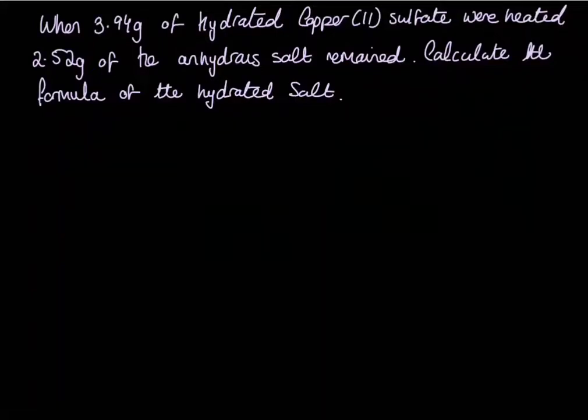Okay, we're going to continue with our stoichiometry for the first chapter in stoichiometry. So for this one, we have 3.94 grams of hydrated copper sulfate. It was heated, and 2.52 grams of the anhydrous salt remained. So we have copper sulfate that has water molecules attached to it. When it was heated, those water molecules evaporated off and the anhydrous salt remained.